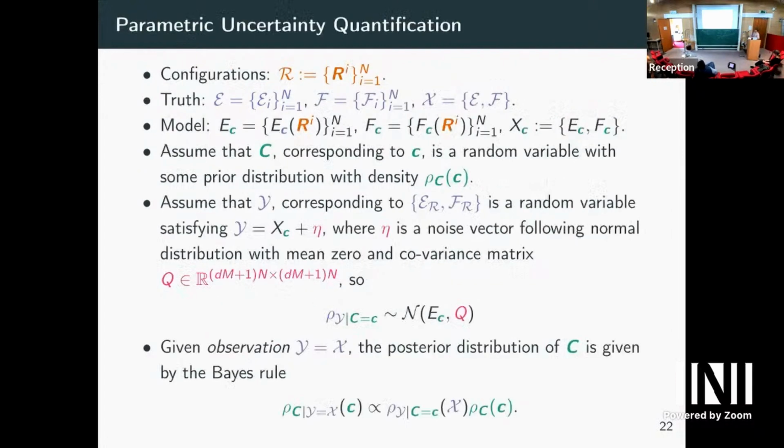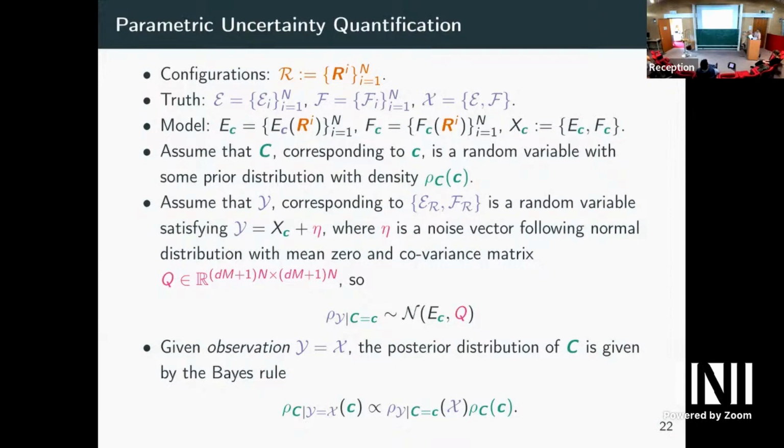And if you want to do UQ on this sort of already very constrained form, then one way to do it is, again, we have configurations, we have the truth from quantum mechanics, the energies, the forces. You have the model form with the coefficients entering in a linear fashion. Then you also have just the gradients of the forces.